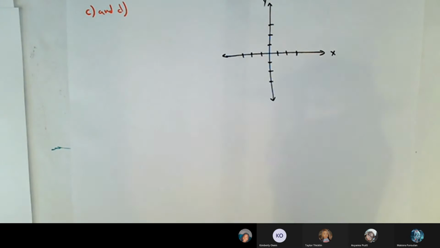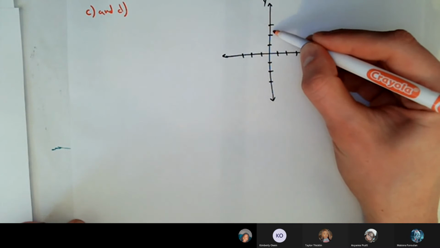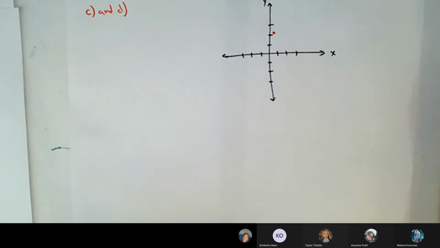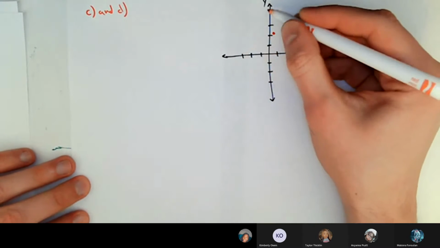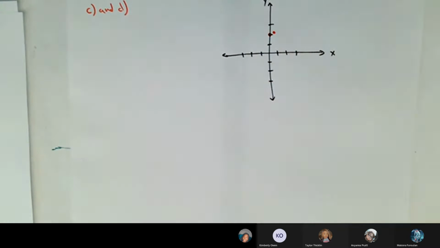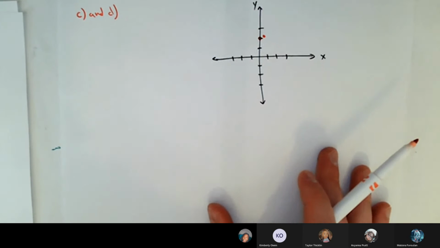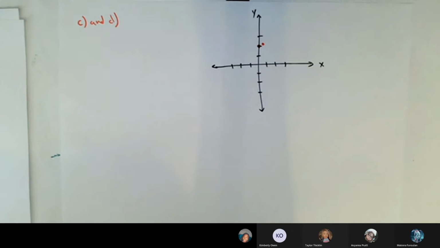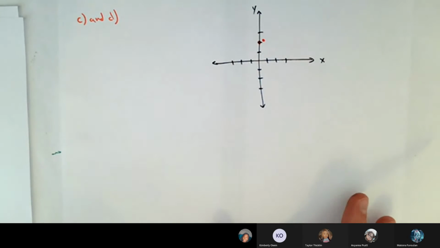The vertex is at 1/2, so 0.5 for x, and then 2.25 for y, so I'm going to say roughly there. That's my vertex. I have a y-intercept at (0, 2), so that's x value 0, somewhere along the y-axis, and it's at 2. There's my y-intercept, right next to the vertex. All right, there we go.